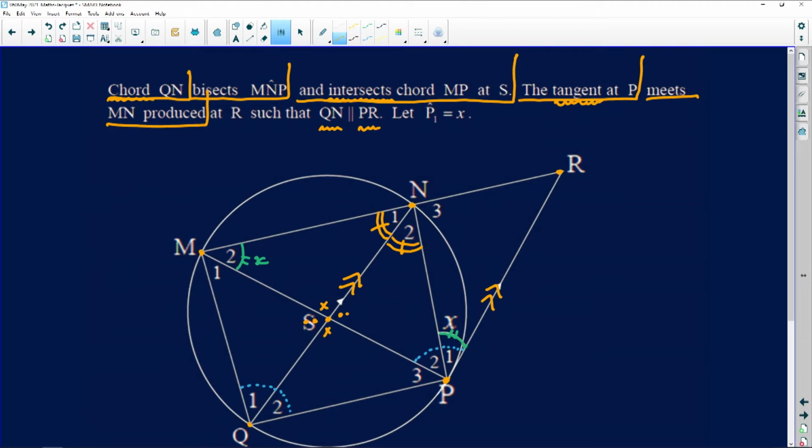If you look carefully, RP and QN are parallel. So this angle here is equal to that one over there. Angle P1 equals N1. Why is that the case? They are alternate angles. So I'm going to turn this one into a one-liner.